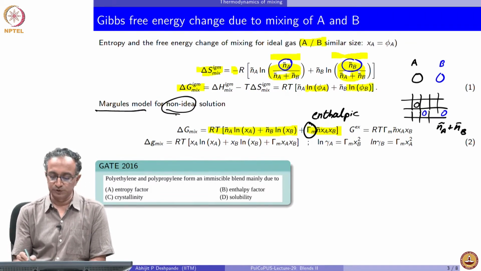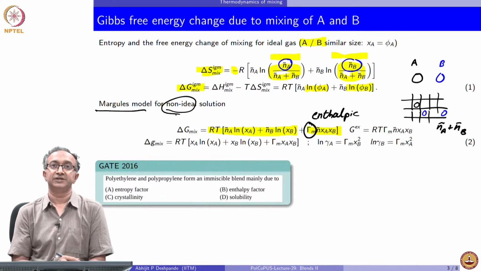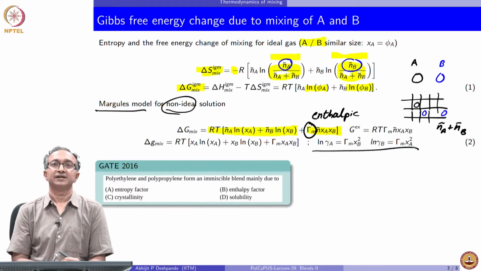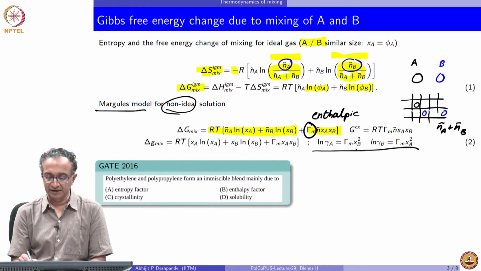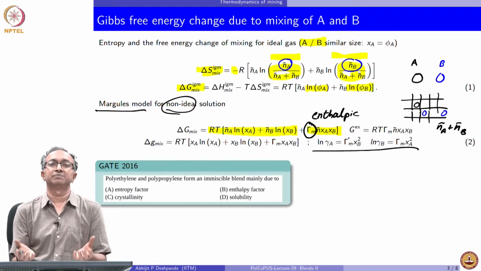And so those of you who have done activity studies earlier will be quickly able to see that activity coefficient for such non-ideal systems are related to the compositions and this parameter gamma m. If gamma m is 0, then we have an ideal system. The other thing to notice here is if gamma m is negative or positive.